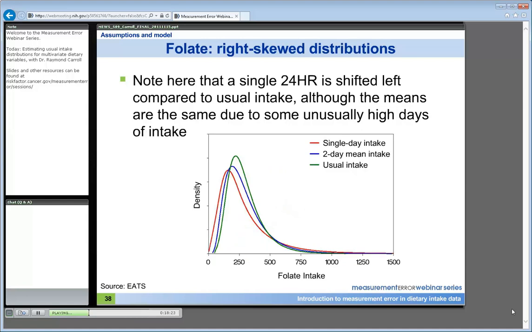This is a picture you've seen from the Eating at America's Table study for folate intake. Green, again, is usual intake. Red is a single day's intake. And you'll notice, once again, that the single day's intake is much more right-skewed than usual intake. It has more values that are low, and it has more values that are high, just as we've seen in the HEI 2005 total scores.